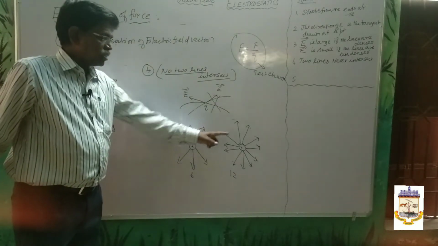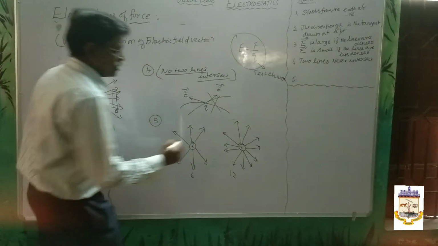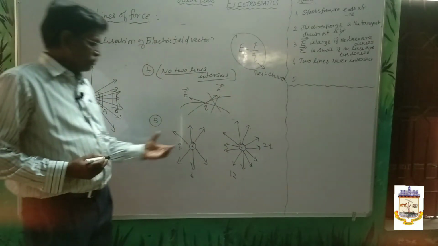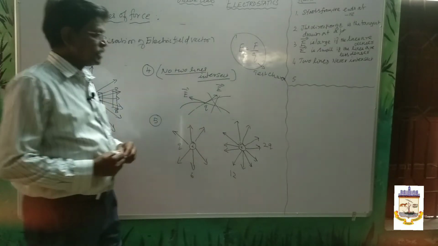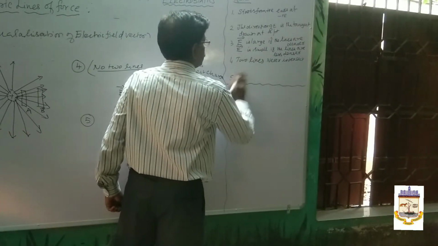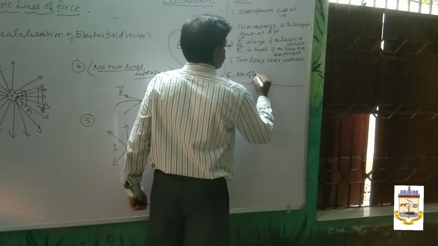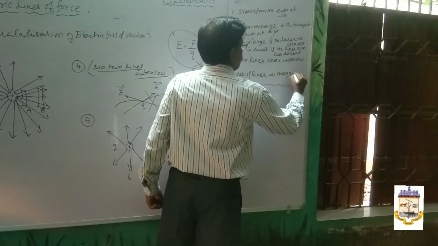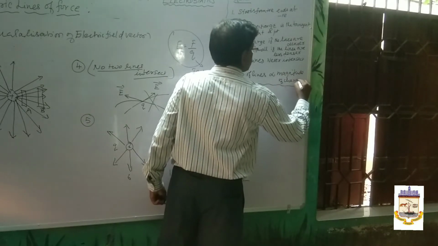So the number of lines is doubled. Immediately what we can say, if you consider this is the charge Q, this is 2 times of this charge. Why 2 times of this charge? Because the number of lines is increasing. So the number of lines is directly proportional to the magnitude of charge. This is the 5th rule.